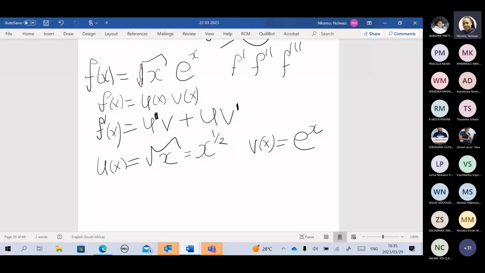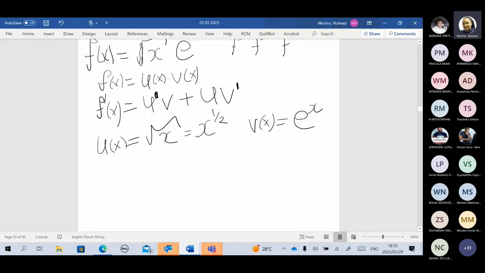You see, our u is x to the power a half. So to find u prime, we need to apply the power rule here. If we apply the power rule, u prime would be 1 over 2 x to the power minus 1 over 2, right? And you can write this as 1 over 2 root x, right?